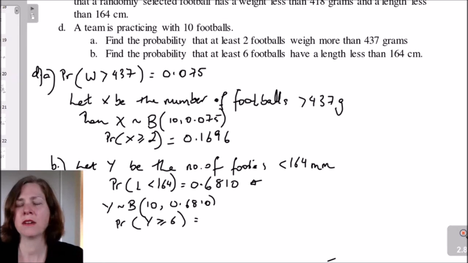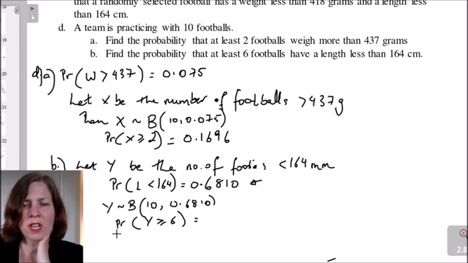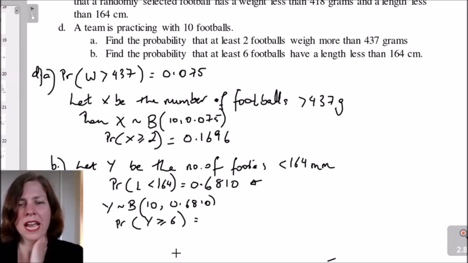Probability of having a length less than 164. So I just took my answer from the previous page there. Therefore, my new variable y is binomial. Number of trials is 10. Probability of success is 0.6810. So what I'm looking for then is the probability that y is greater than or equal to 6, because y is the number of footballs less than this length.